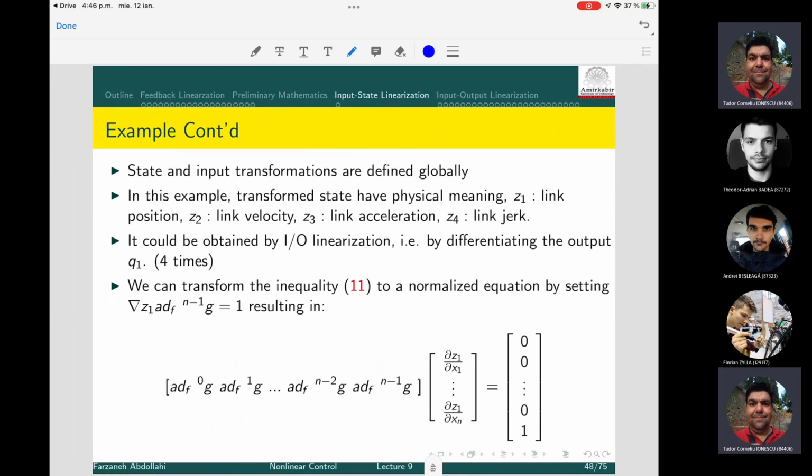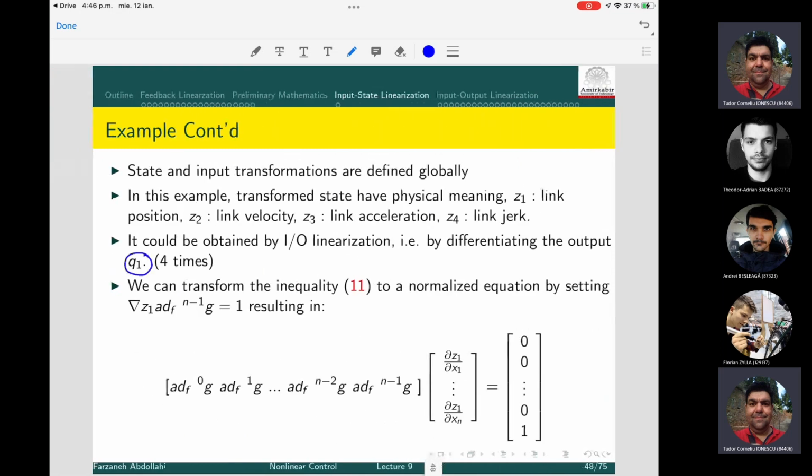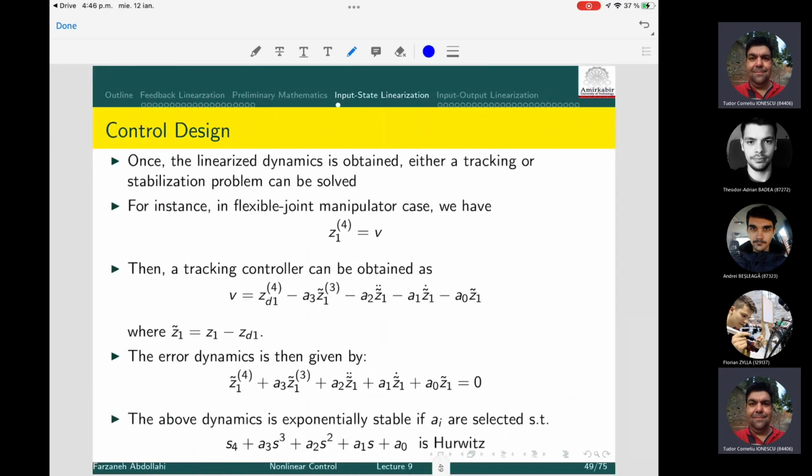Okay. It can also be obtained, it says here, through input-output linearization. If you differentiate the output Q1 4 times, it says here, we can transform the inequality 11 to a normalized equation by setting this equal to 1. So you can do all sorts of manipulations, but the procedure is very clear. Control design we have now. Once the linearized dynamics is obtained, we can solve either a tracking or a stabilization problem, just like we mentioned earlier.